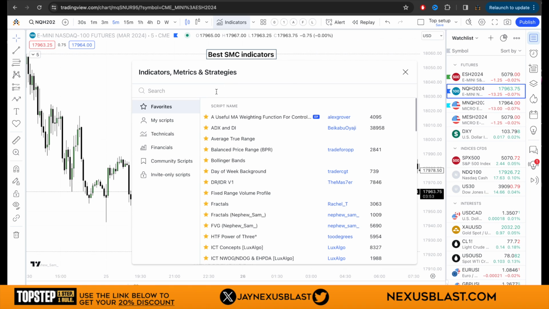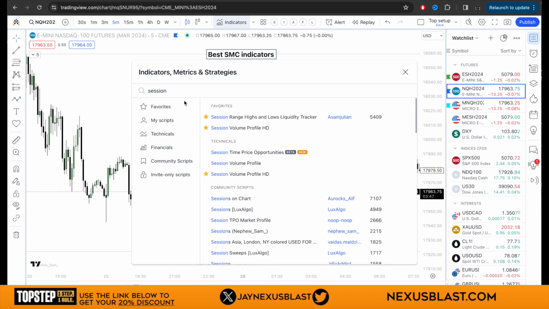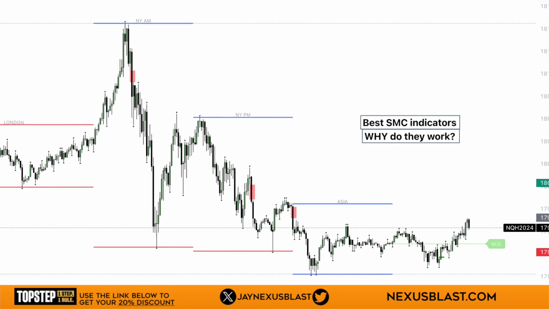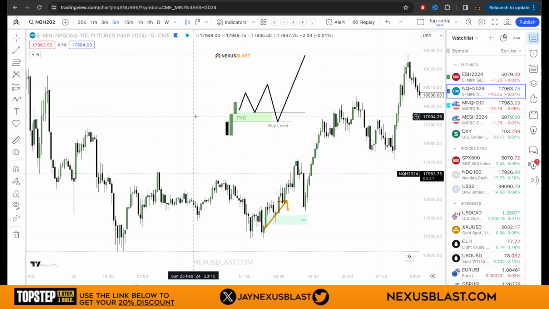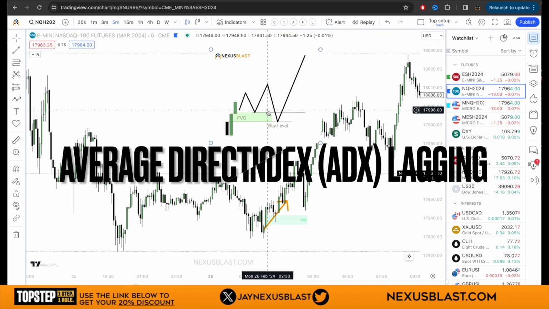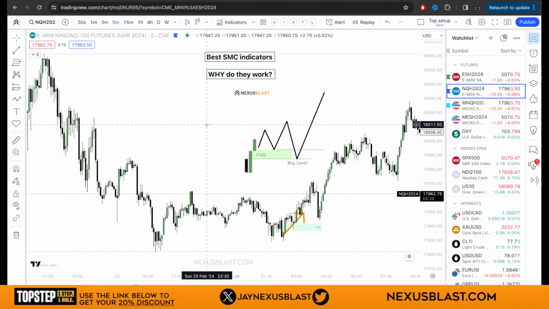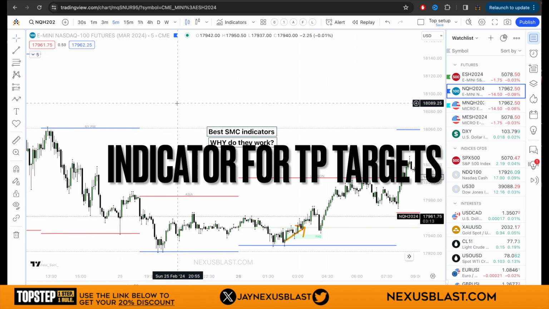Here's 2 indicators. FVG by Nephew Sam, that's the one that I use. The session range highs and lows indicator also has built-in fair value gaps if you want to use that one. If you don't use fair value gaps to identify velocity, you have to rely on a more lagging trend strength indicator like the average directional index or ADX. Again, on lower time frames and for indices, this is a method that offers less precision.